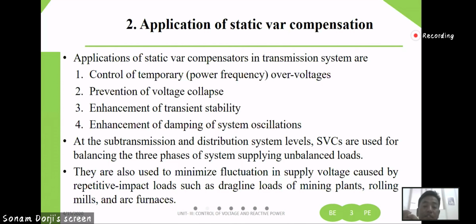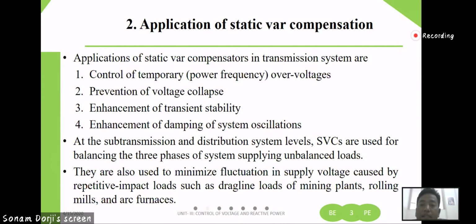Then prevention of voltage collapse, which means voltage sometimes may become zero. If voltage becomes zero, you will not get active power. You have to know that active power P equals VI, for single phase P equals VI cos phi. Now if voltage has become zero, you will not get active power. So how do you bring the voltage back to the required level? You have to inject reactive power. How will you inject reactive power? You use TSC. So that is prevention of voltage collapse.